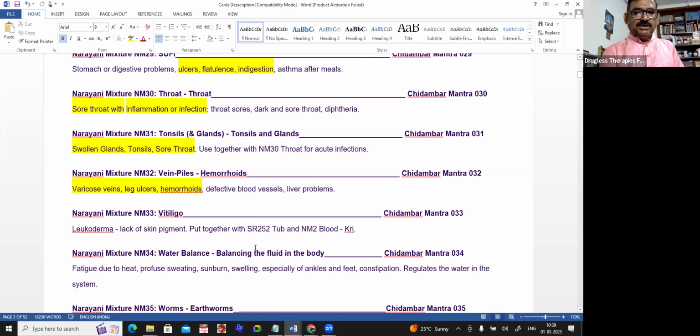In such cases, what you have to do, the best medicine is SR252 tubercular and NM2 blood to be given along with this. So what it does, one corrects your hereditary issues, or you can say miasms. Vitiligo comes under the tubercular miasm. So you are giving tuberculinum 252, that combination. And all combinations, let it be anything, will be made from our machine only. Okay, so vitiligo is for lack of skin pigment, you can say. It can be both lack of skin pigment and leukoderma.